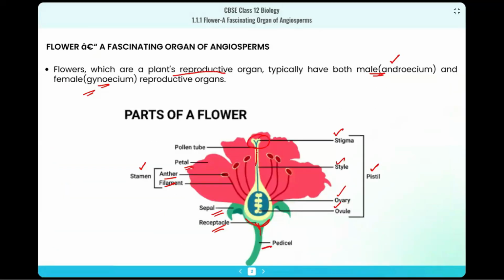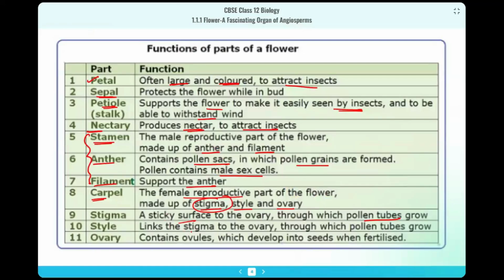So this elongation, the pollen tube will be elongated from this pollen grain which falls on the stigma, and this tube is elongated through the style and reaches the ovary. As here the style links the stigma to the ovary through which the pollen tubes grow. Now finally we have the ovary. The ovary contains the ovules which develop into seeds when fertilized.